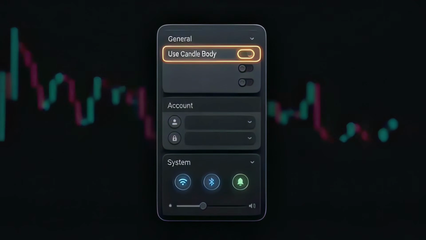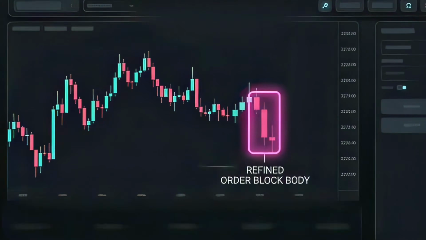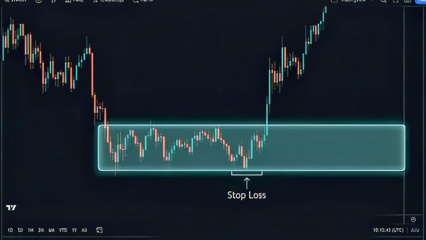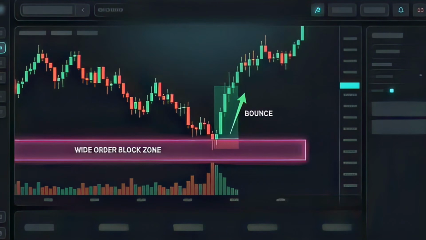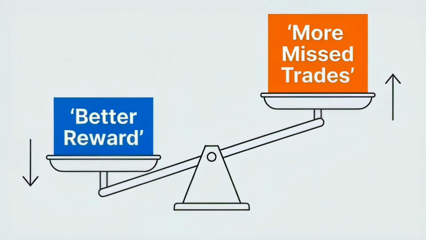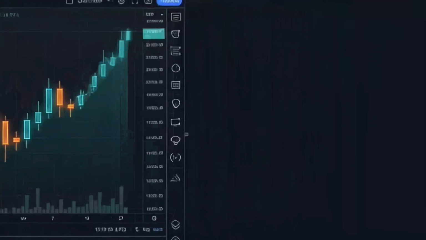And finally, there is a use candle body option, which draws the order block zones from the candle bodies rather than the full wicks. Bodies give you tighter, more precise zones, and therefore a smaller stop loss. Wicks give you wider zones that are less likely to be missed by a hair. Tighter zones mean better reward for your risk, but more trades that miss by a fraction. There is no universally correct answer, just know which trade-off you are choosing.